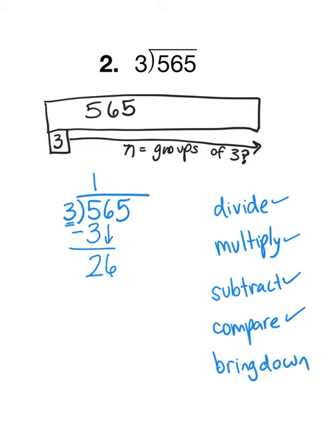How many times does 3 go into 26? So I'm looping back up to the top. I'm going to divide. Let's see. 3 goes into 26, 8 times. 8 times 3 is 24. Okay, so that's our divide. Subtract. 26 minus 24 is 2.